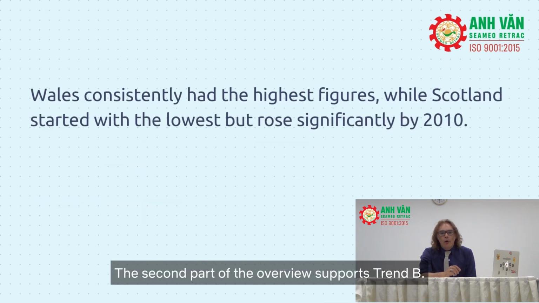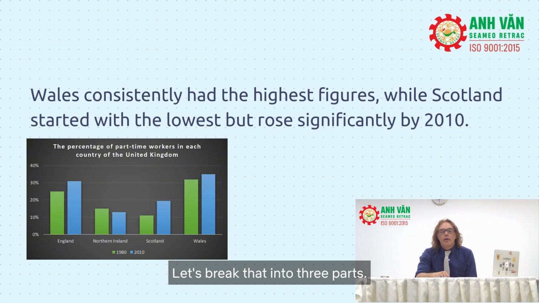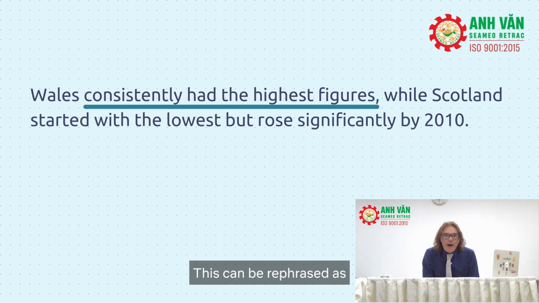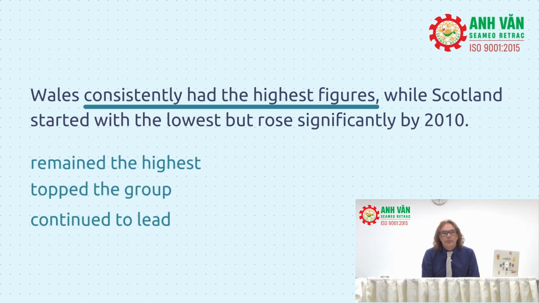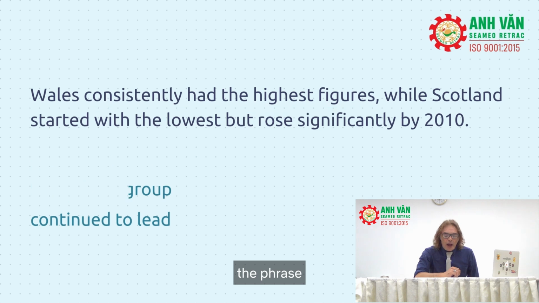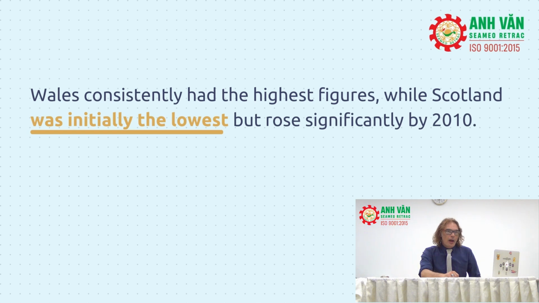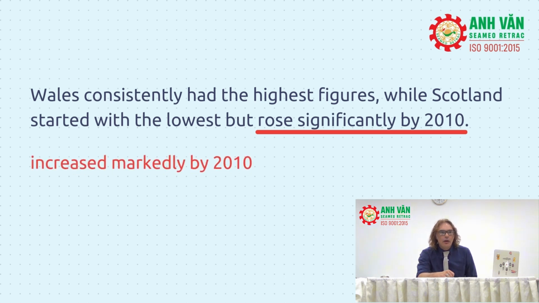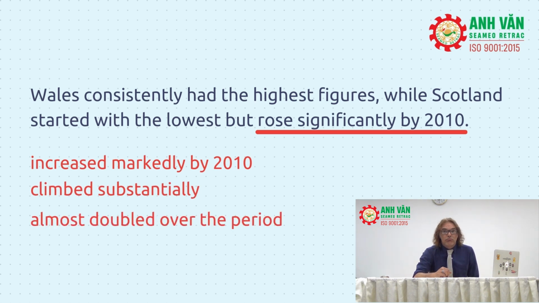The second part of the overview supports trend B. Let's break that into 3 parts. First, consistently had the highest figures. This can be rephrased as remained the highest, or top the group, or continued to lead. Second, the phrase started with the lowest can be replaced with was initially the lowest. And finally, rose significantly by 2010. Instead of this, you might say increased markedly by 2010, climbed substantially, or even almost doubled over the period.